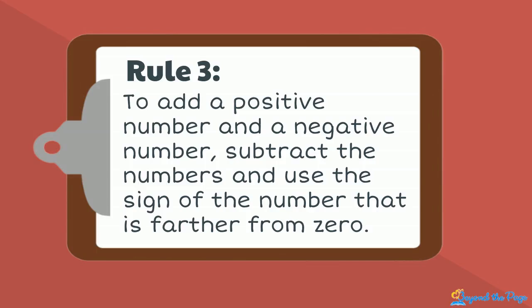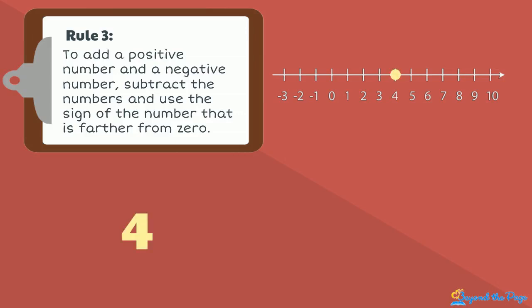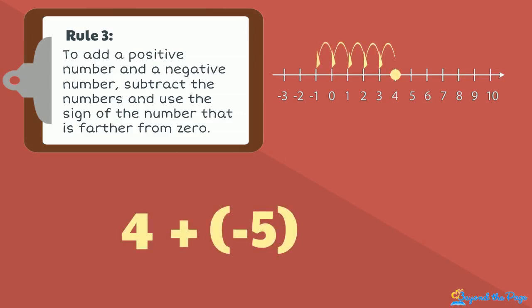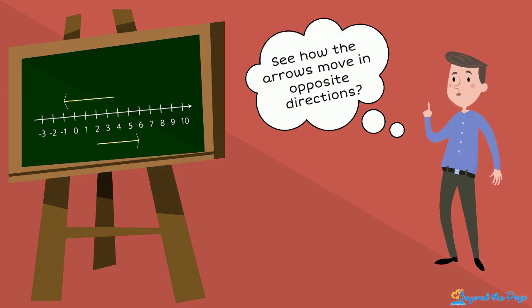Rule number 3 states, to add a positive number and a negative number, subtract the numbers and use the sign of the number that is farther from 0. If one number is positive and the other number is negative, then the numbers move in opposite directions. You have to find the difference between these directional moves, and the word difference indicates subtraction.